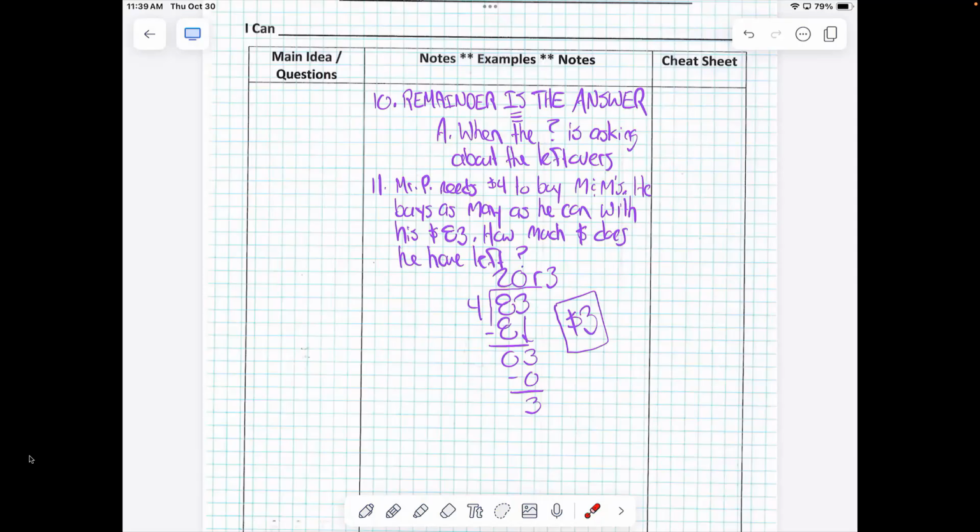Remember that? Yeah. So I had $3 left over because the question says, how much money does Mr. Podger have left over after he buys all of those M&Ms? He has $3. You have to answer the question. You have to use the strategy that helps you answer the question. Got it?